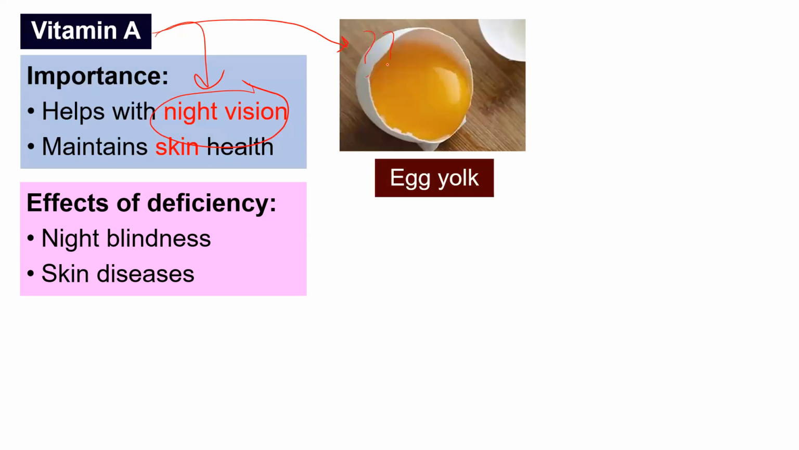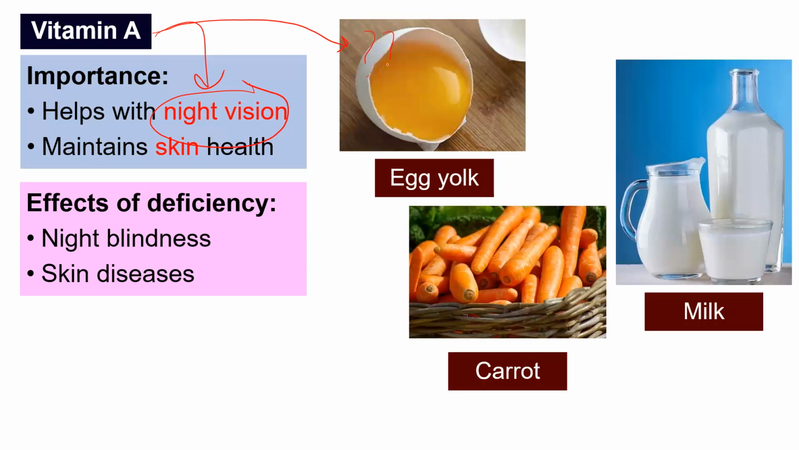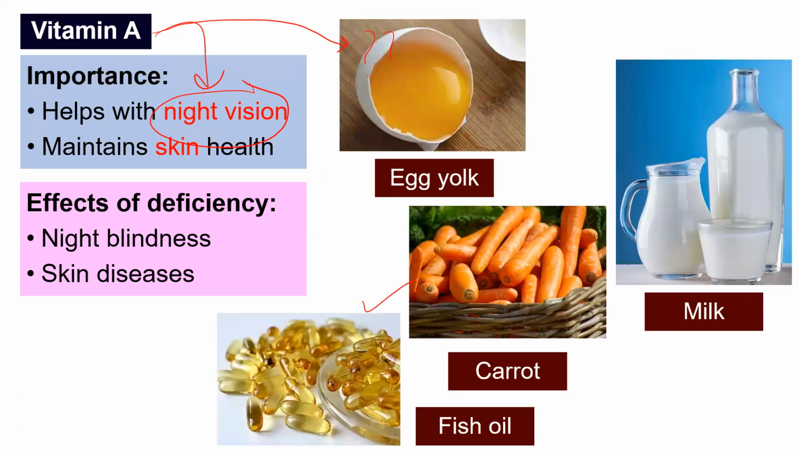What is vitamin A? Egg yolk, milk, carrots. Very important will be your carrots. And then fish oil. Fish oil is also very, very good. So these are some things.